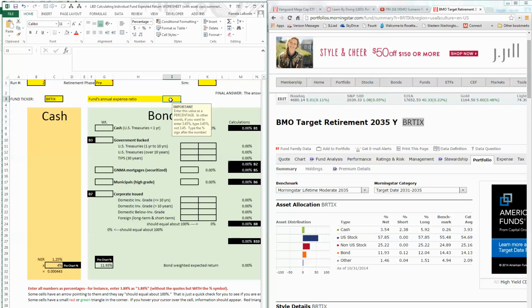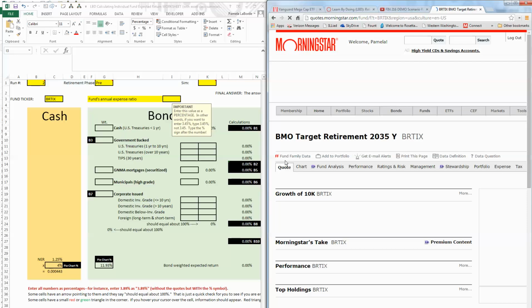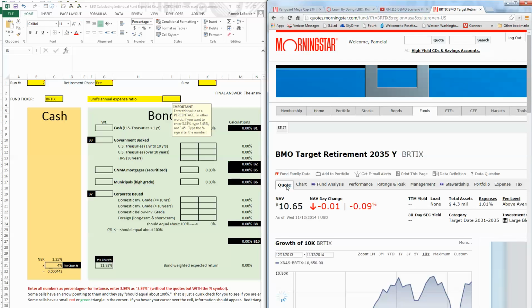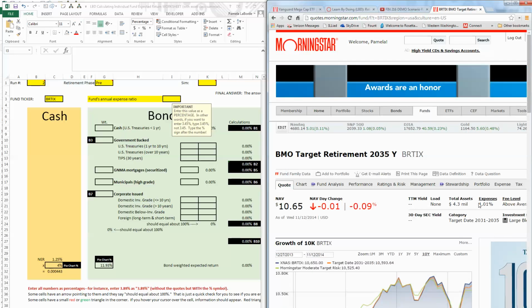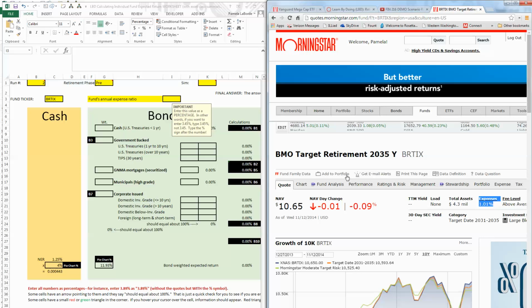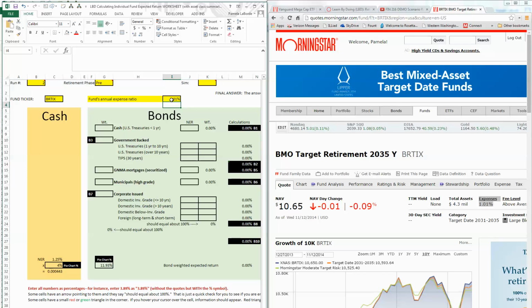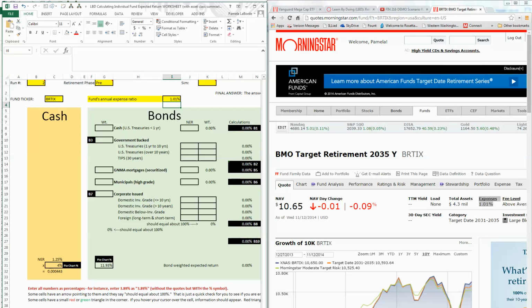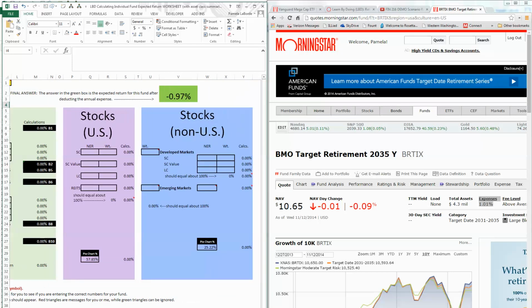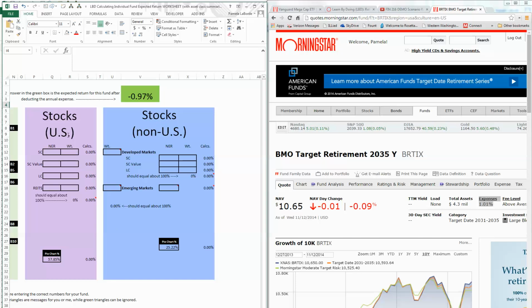The annual expense ratio comes from the Morningstar website. If you click on the quote tab, the expense ratio is right here. So type it in to this box and you'll want that percent sign at the end. Now it's time to start filling out the colored sections.